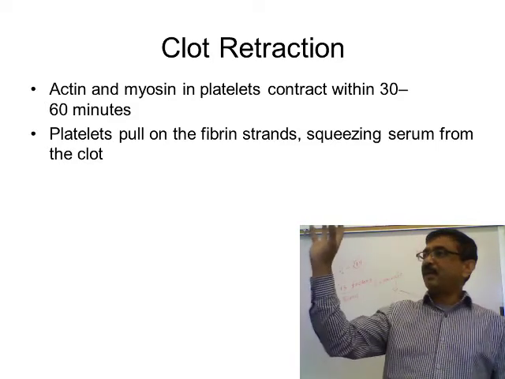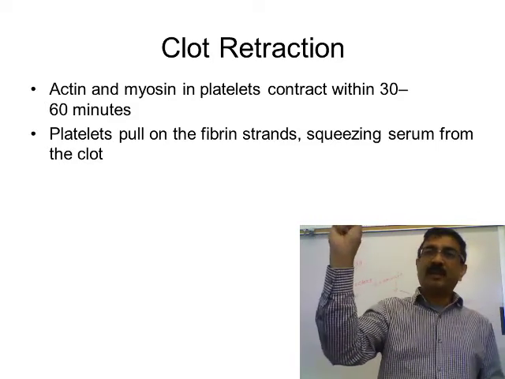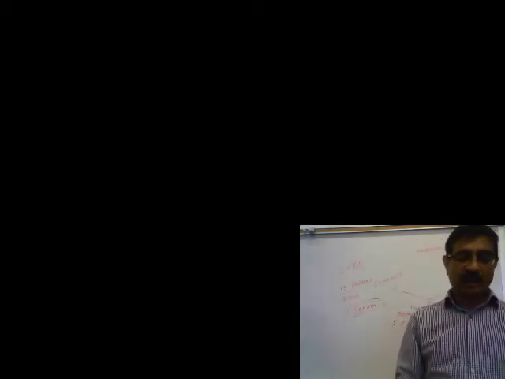When the clot gets smaller, the fluid from the clot is released to the outside of the clot. Because the clot is semi-solid, it has some fluid inside, so fluid gets out. And that fluid is called serum. So serum is the fluid that comes out from the clot when retraction occurs.